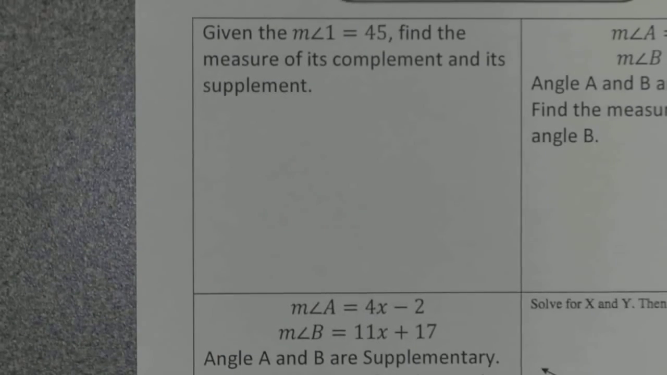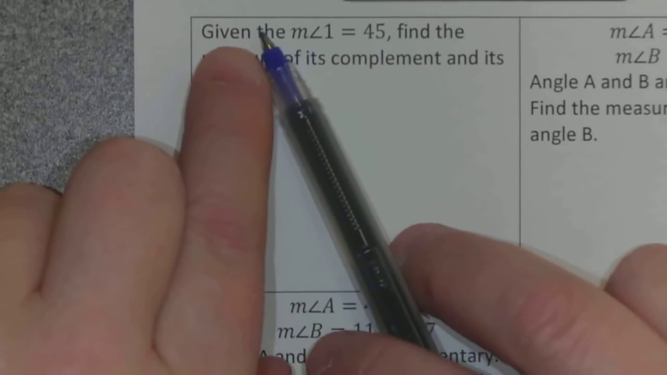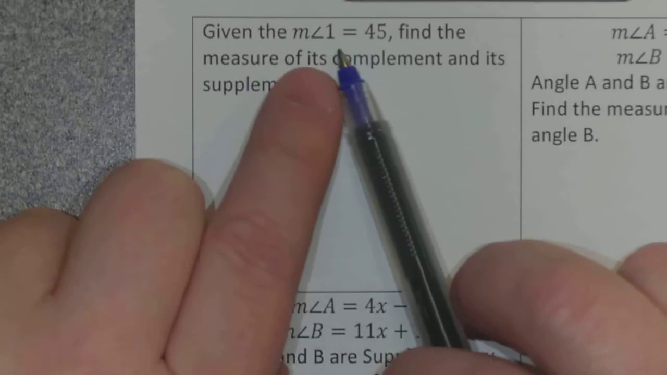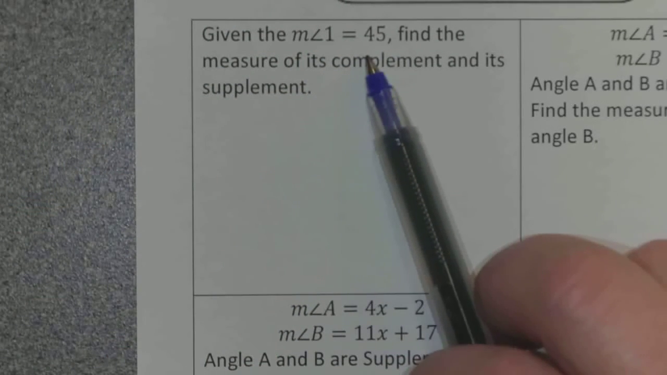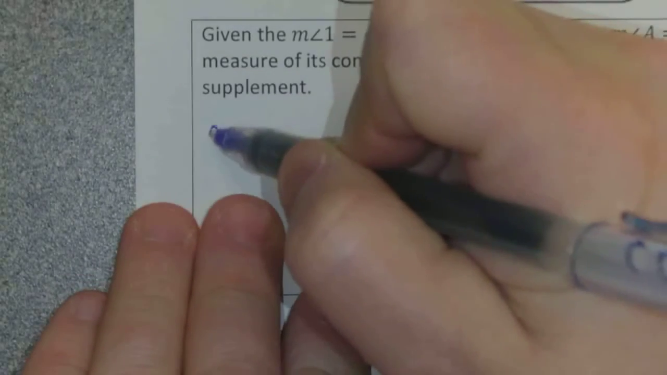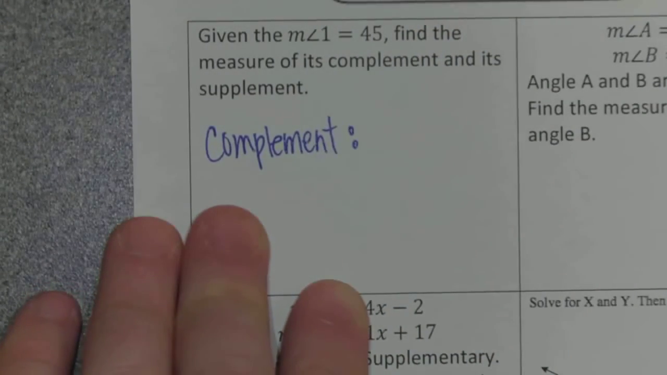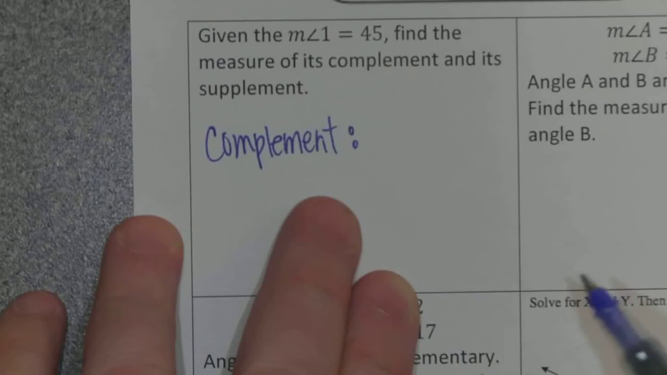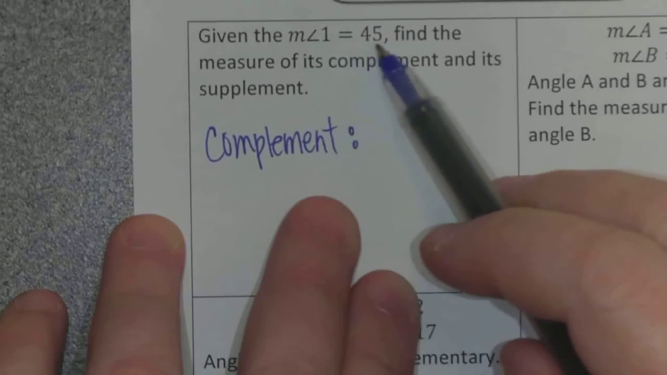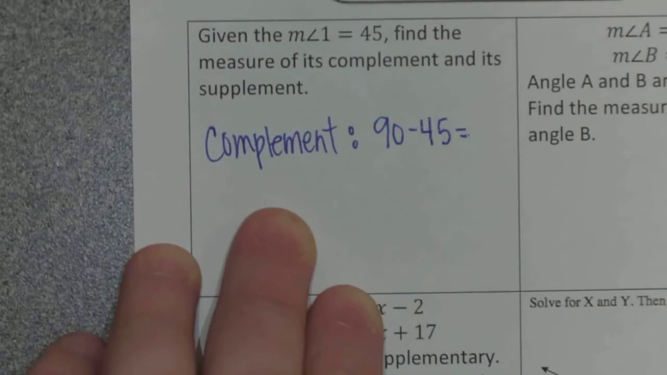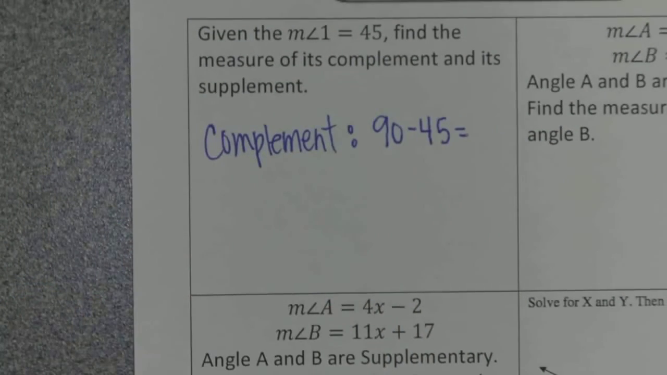Okay. So on number one example here, let's just read it the way that it says. Given the measure of angle 1 equals 45. That's the way that that's written. The measure of angle 1 equals 45. Find the measure of its complement and the measure of its supplement. So what does the complement have to add up to be? Anybody remember what complementary means? Yeah, they add up to 90. So if one of them's already 45, to find the other one, wouldn't you just do 90 minus 45 to find the complement? And how much is 90 minus 45?